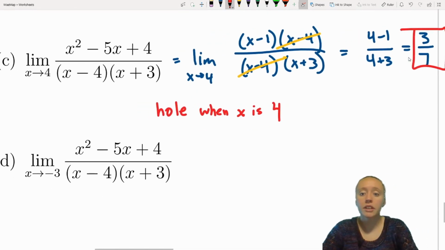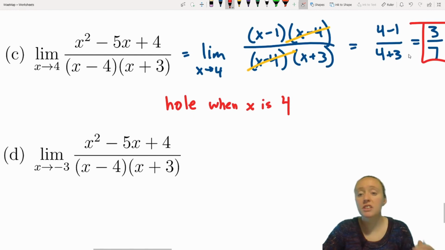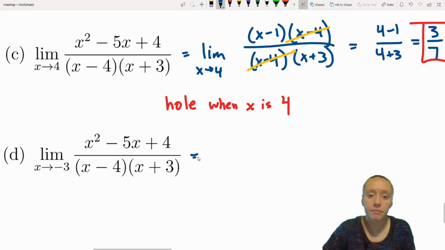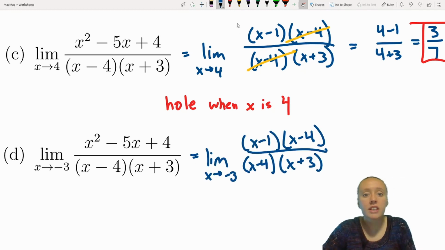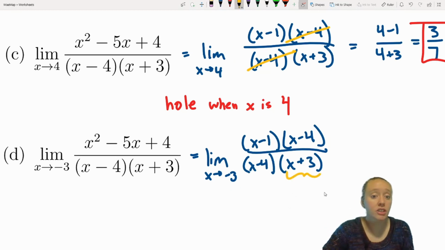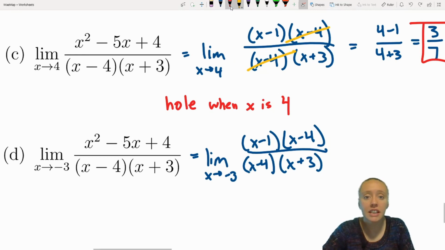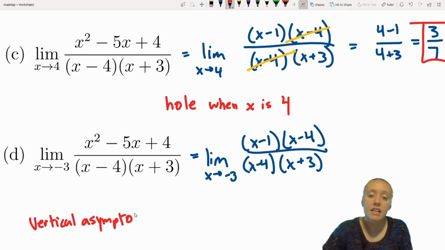And lastly, we're going to look at this next part D, which is the same exact fraction as up above, so I'm going to rewrite that in its factored form. You can see that as I plug in -3, the denominator is going towards 0. And I can't cancel that out, so I know I do indeed have a vertical asymptote at x equals -3. And that vertical asymptote, again, is equivalent to x equals -3.